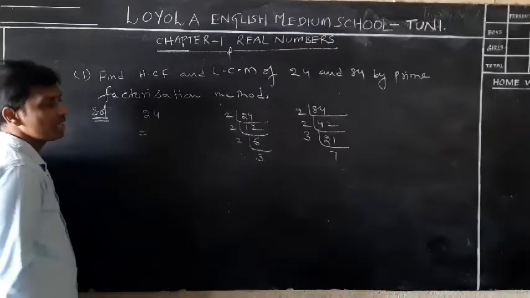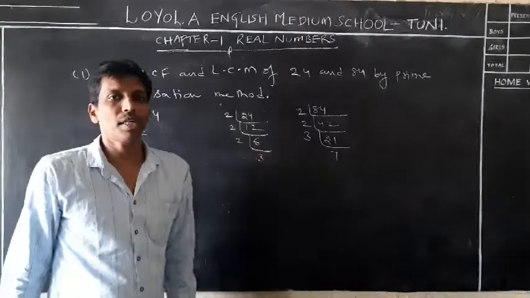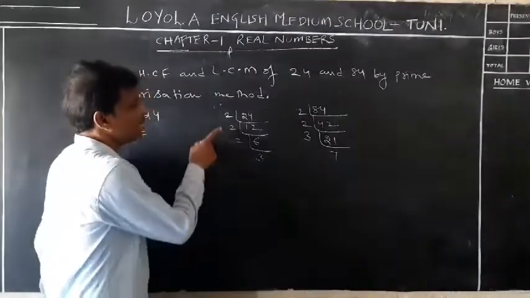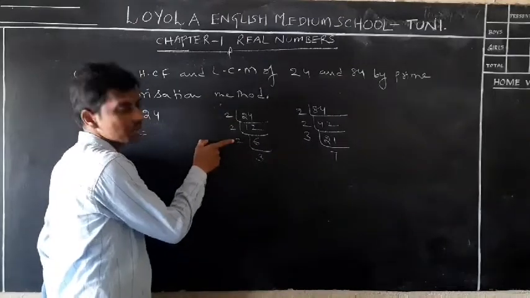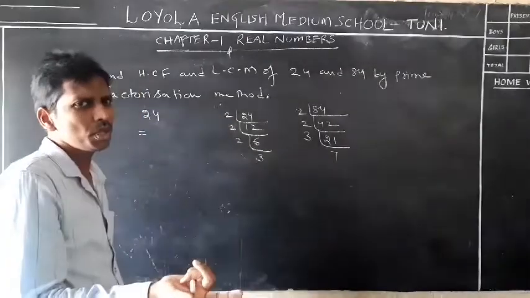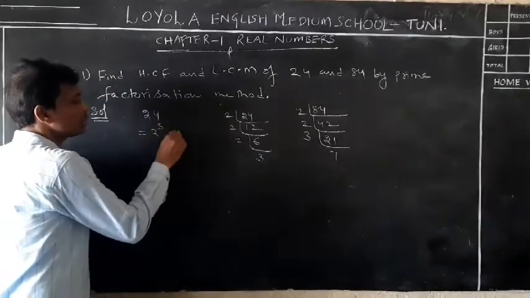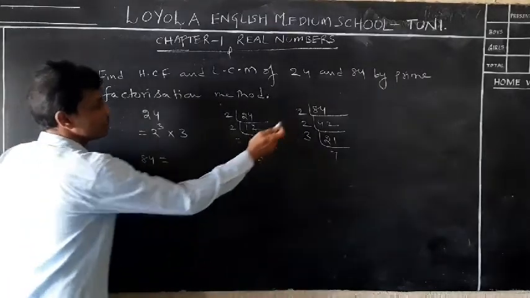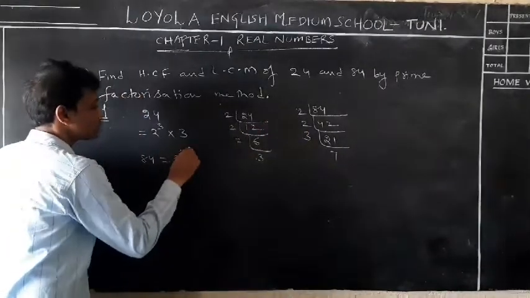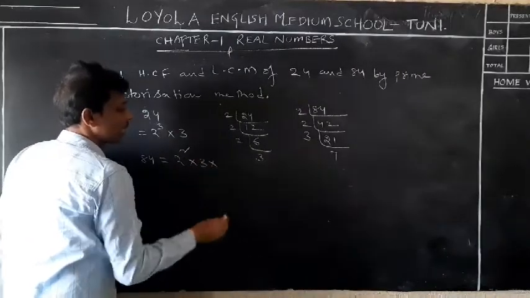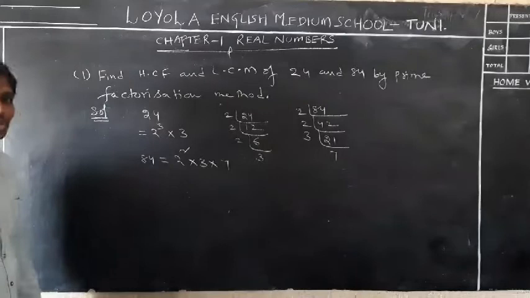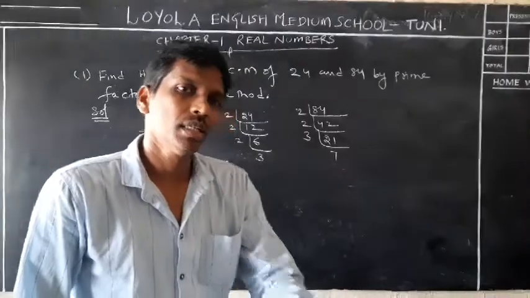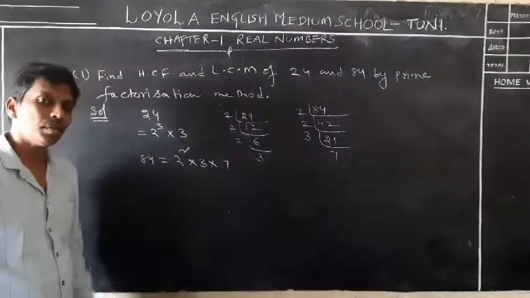Now how can we write 24 as the product of prime factors? Better we write exponential form if it is possible. Let us go through this division. 2 is multiplied thrice. So can we write 2 cube at a time? 2 cube into 3. Now go through 84. 2 is multiplied twice. 3 comes one time and 7 also comes one time. So we have prepared the product of prime factors in power notation.